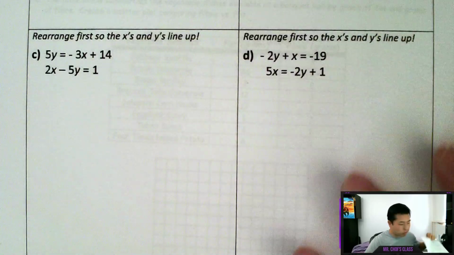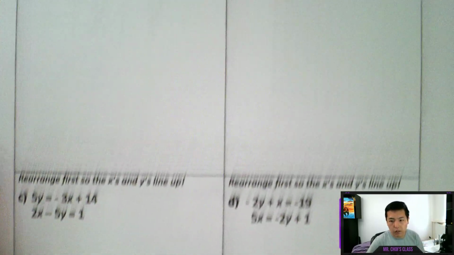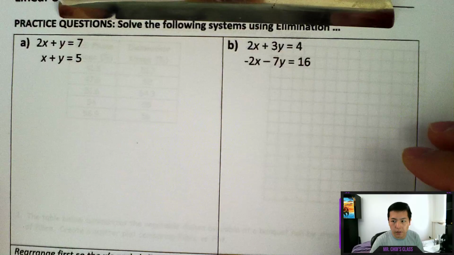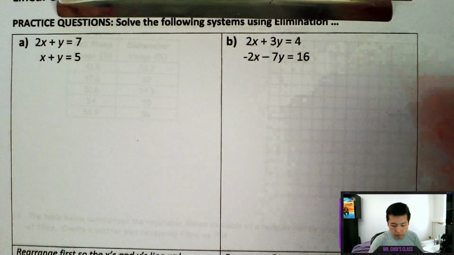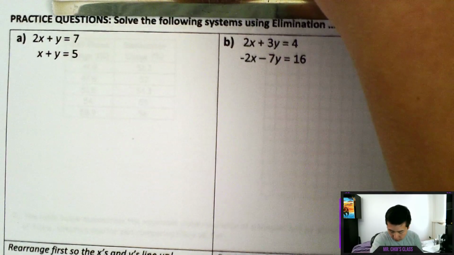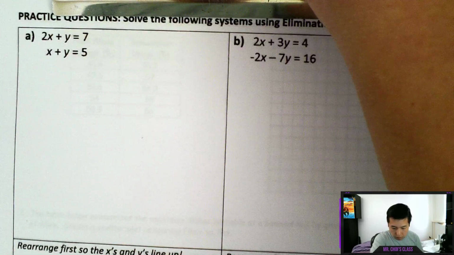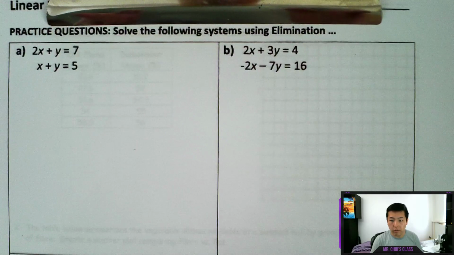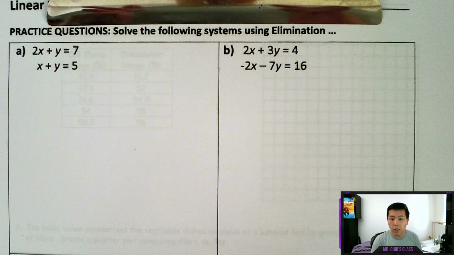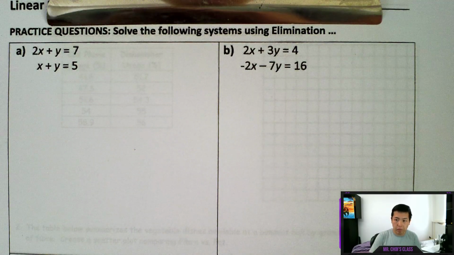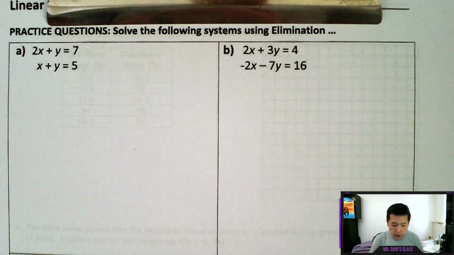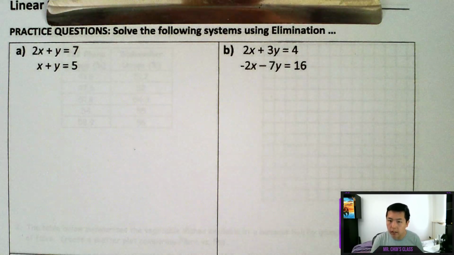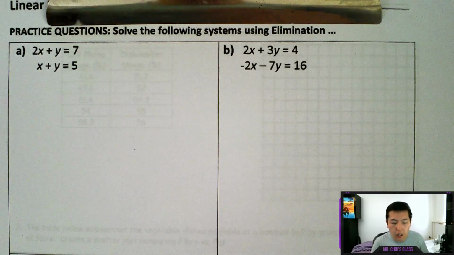So this is the sheet that you should also have here. Yes, there is an answer key to this sheet. Okay, there is an answer key to this one. All right. So of course you can go and check your answers, but let's not try to do that. Let's actually try to solve this ourselves.